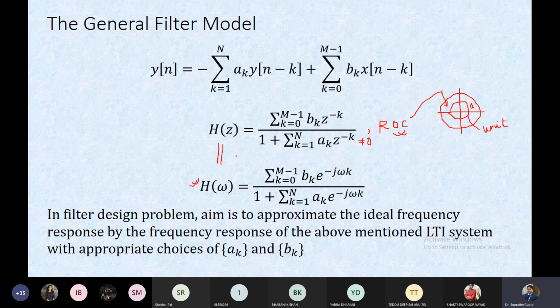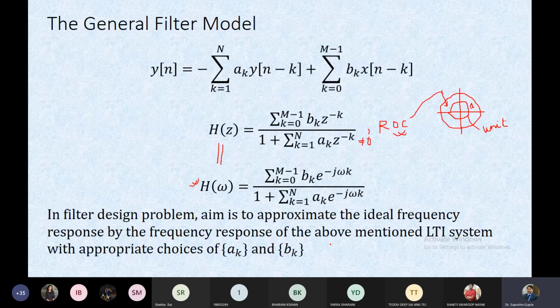So we assume here that this is true, and so this Fourier or frequency response is available to us. In the filter design problem, the aim is to approximate the ideal frequency response by the frequency response of the LTI system. This is this model, with proper choice of a_k and b_k.